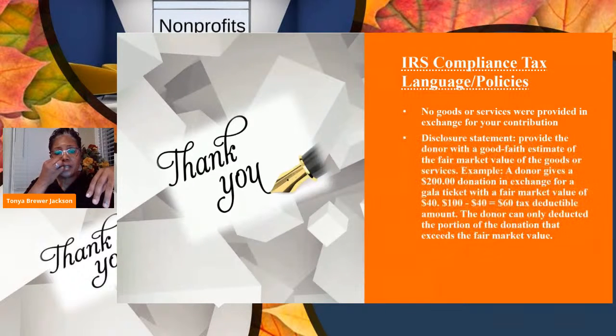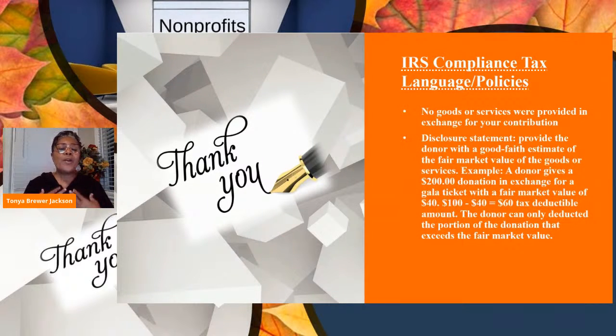The next thing is a disclosure statement, and that's to provide the donor with a good faith estimate of the fair market value of the goods or services. Example, a donor gives a $100 donation in exchange for a gala ticket with a fair market value of $40. That's $100 minus $40 equals $60 tax deductible amount. The donor can only deduct the portion of the donation that exceeds the fair market value.